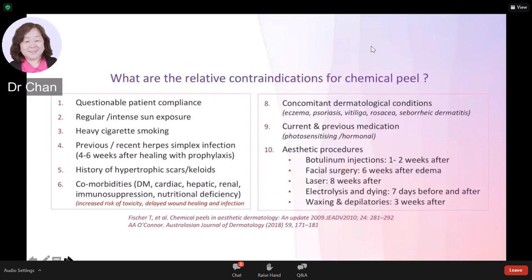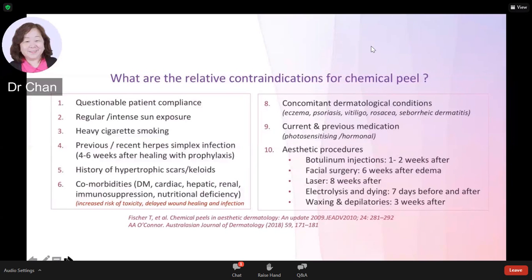What are the relative contraindications? Questionable patient compliance, patients who need to have regular and intense sun exposure, patients who are heavy smokers, history of previous or recent herpes simplex infection. If a recent infection, chemical peel should be done after 4 to 6 weeks of healing process, and in this instance, they would need antiviral prophylaxis. History of hypertrophic scar and keloids is also a relative contraindication.